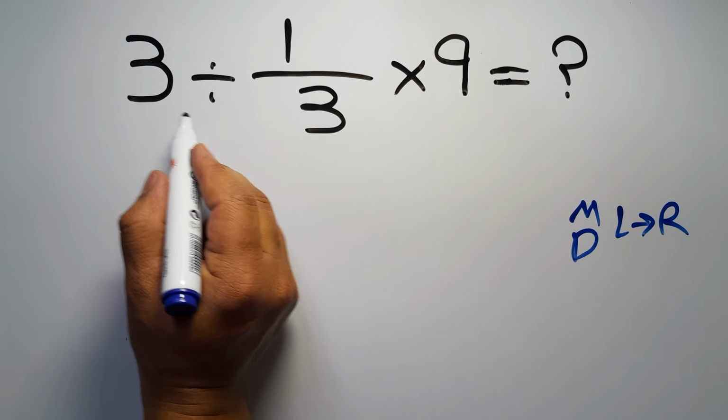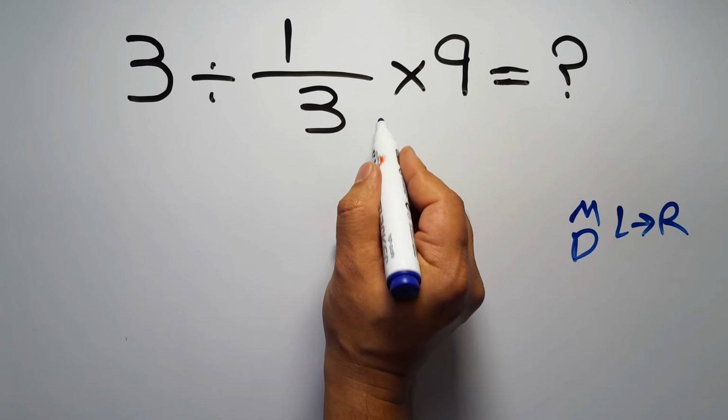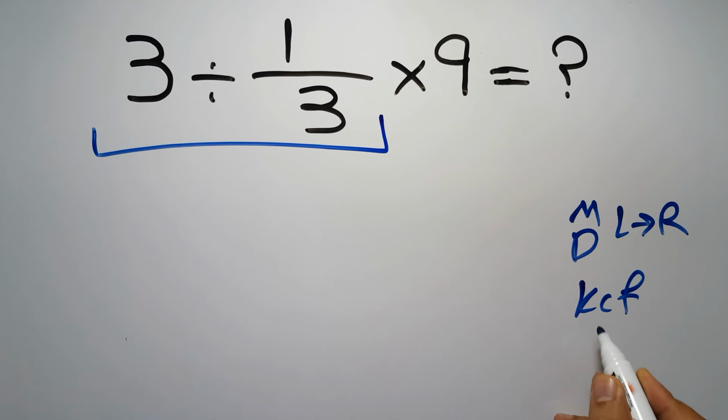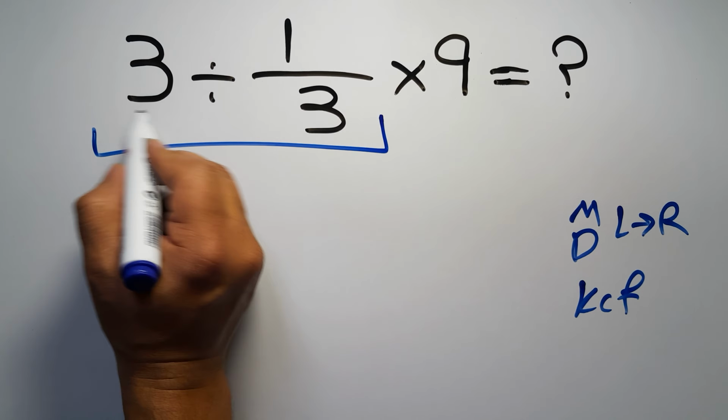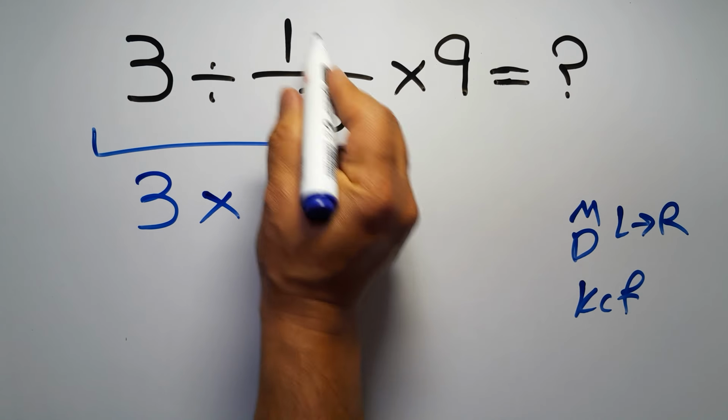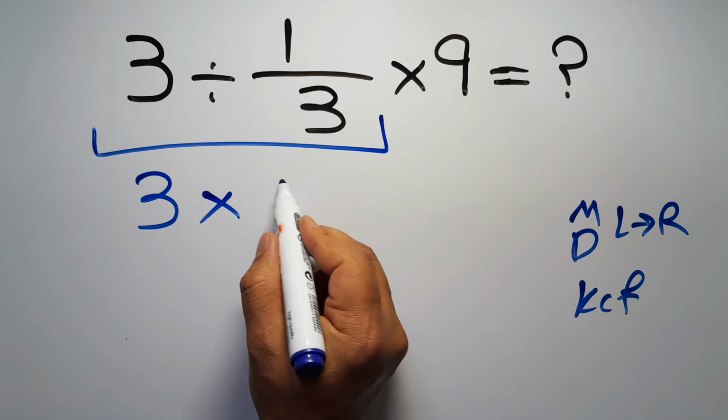So first this division, 3 divided by 1 over 3. According to the KCF rule, K stands for keep, C stands for change, and F stands for flip. We can write to keep the first fraction, change division to multiplication, and flip the second fraction. So we have 3 times 3 and times 9.